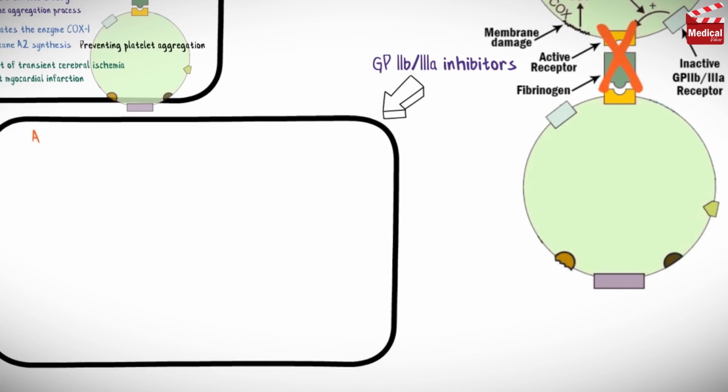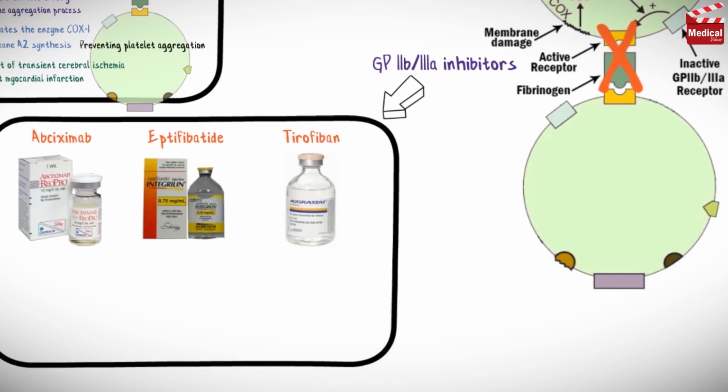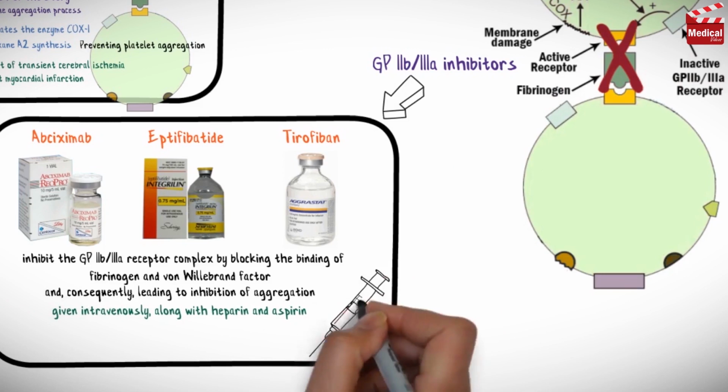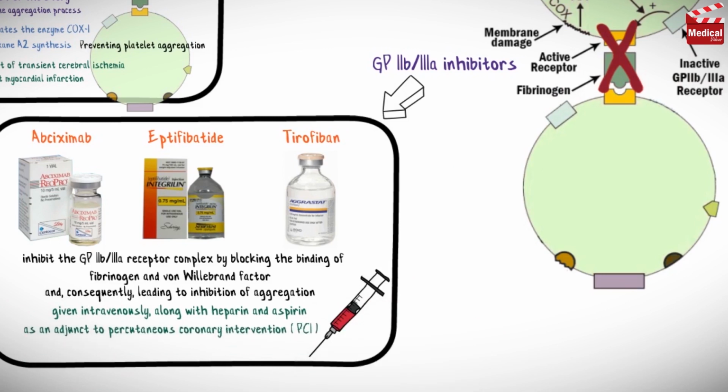It includes abciximab, eptifibatide, and tirofiban. They simply inhibit the glycoprotein 2b3a receptor complex by blocking the binding of fibrinogen and von Willebrand factor, leading to inhibition of aggregation. These agents are given intravenously, along with heparin and aspirin, as an adjunct to percutaneous coronary intervention, for the prevention of cardiac ischemic complications.